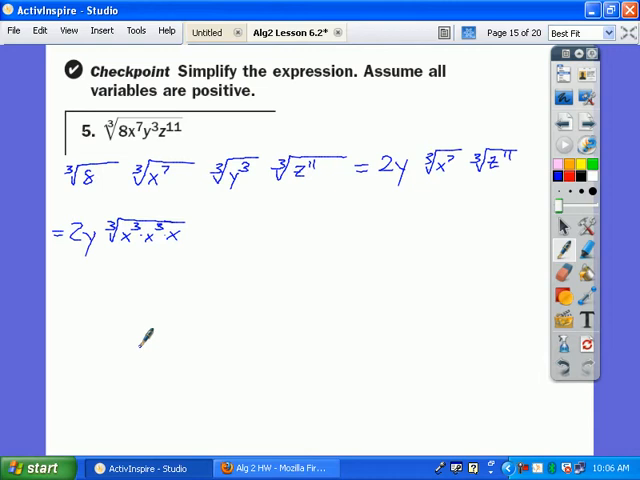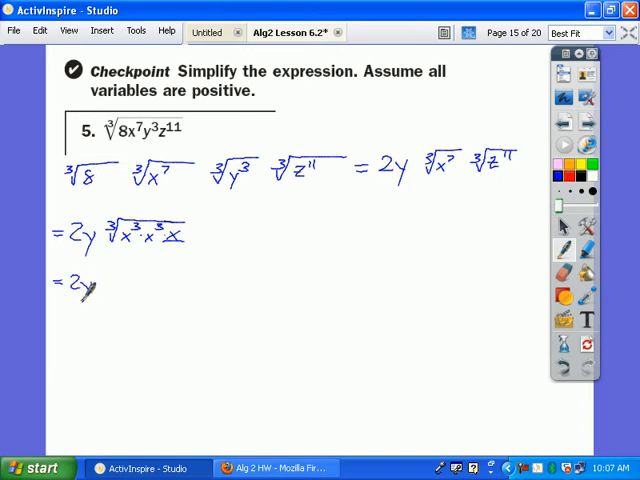Okay, the reason is because x cubed times x cubed times x is just x to the 7th. But I'm breaking it into groups of cubes, because what's the cube root of x cubed? Just x. What's the cube root of this x cubed? x. So I'm going to get x squared out front, and then I'm going to be left with a cube root of just x.